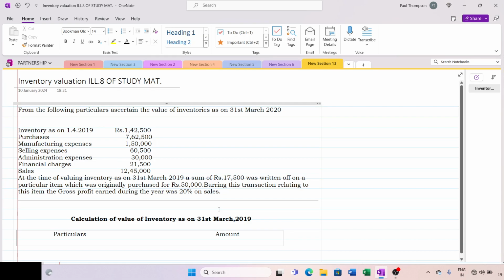Today we are going to see one illustration of study material, inventory valuation. So inventory valuation is also very important. Every time you get at least one sum for 5 marks. This is also just like a bank reconciliation. Most of the time we are going to reconcile with the physical valuation of stock. Physical valuation means actual counting with what is recorded in the books of accounts.